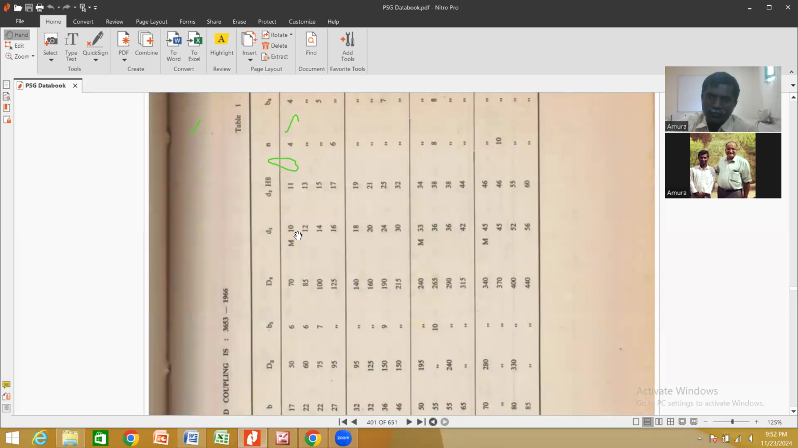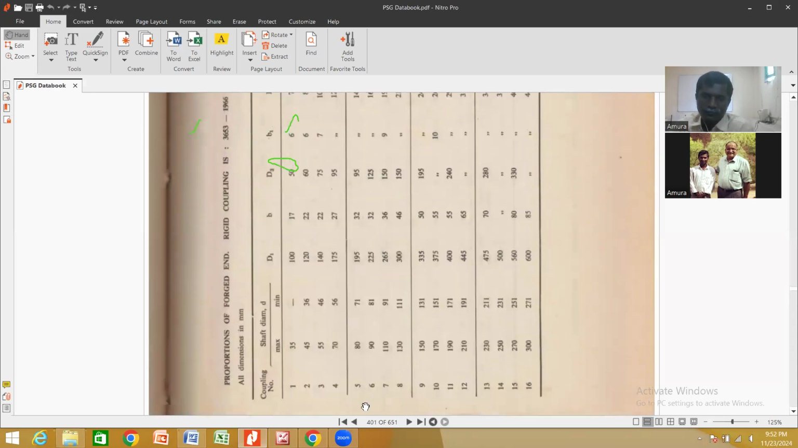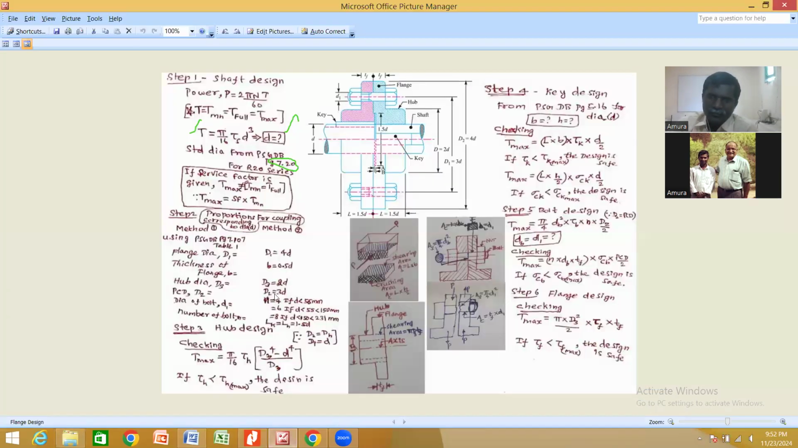And if you come to D1, it is a bolt diameter. N is the number of bolts according to the diameter of the shaft. This is one method. If you go by proportion relevant to the diameter, which is not available in the design data book, so we have to remember this.